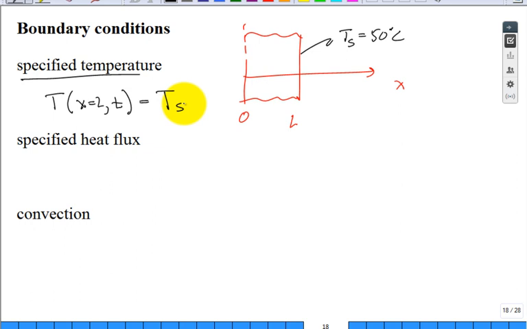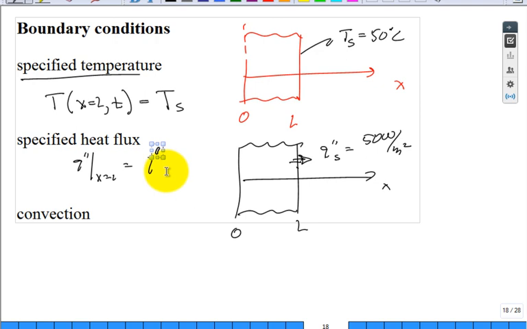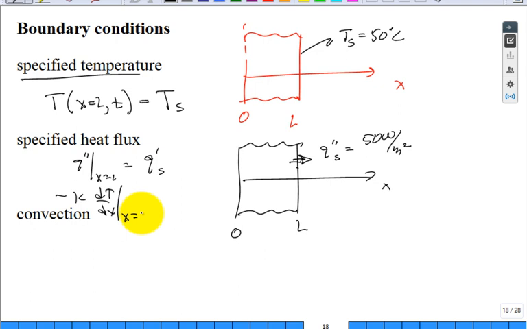Let's say I have the same slab, and this may be a little challenging to think of x. This is L, this is 0. At this surface, I have a q double prime at that surface. Maybe it's 50 watts per meter squared. How are you going to accomplish that? I don't know. I'm just saying it's 50 watts per meter squared. Okay, well, you'd come over here and you'd say, I have a specified heat flux, which is q double prime at x equal to L is equal to q double prime at the surface. Okay, then I can replace this term right here by minus k dT/dx at x equal to L.